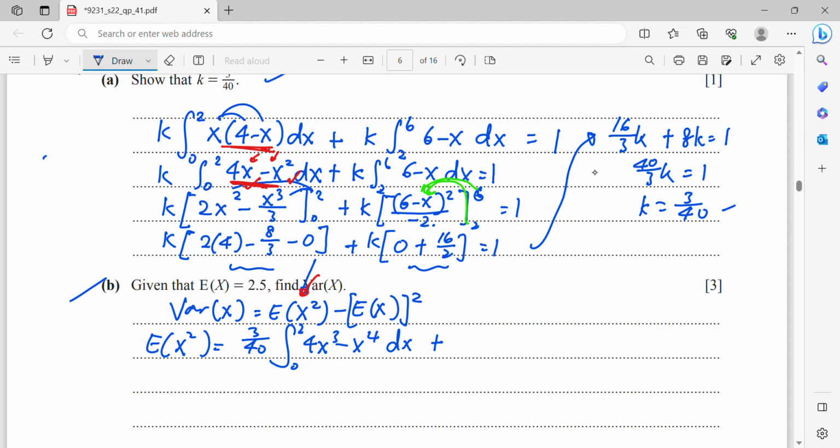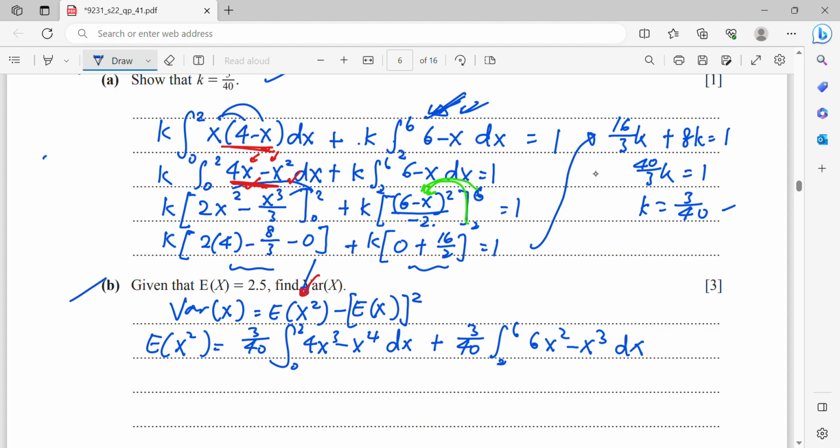plus, same goes to the second function. So now my second function is straightforward. k integrate 6 minus x dx. So that is my second integration. I will replace the k value by 3 over 40. At the same time, each of these 6 and minus x will be multiplied by x squared. So I will get 6x squared minus x to the power of 3 dx.